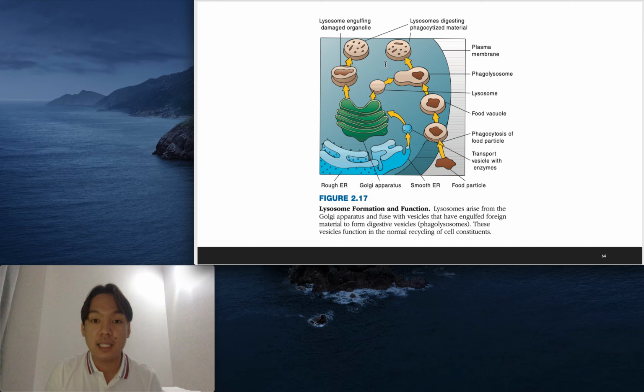So you can see it here in the image of lysosome formation. They are arising from the Golgi bodies. Try to see the yellow arrow. They fuse with the vesicles that engulf foreign material to form digestive vesicles. We call them phagolysosomes. These vesicles are functioning in the normal recycling of cell constituents.